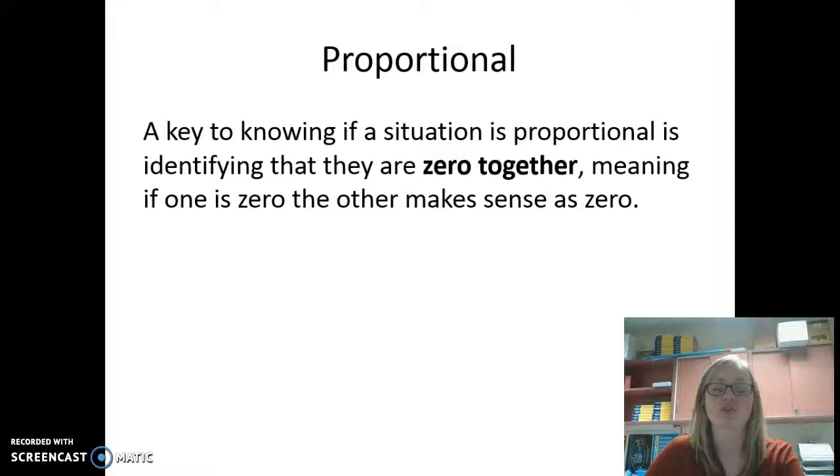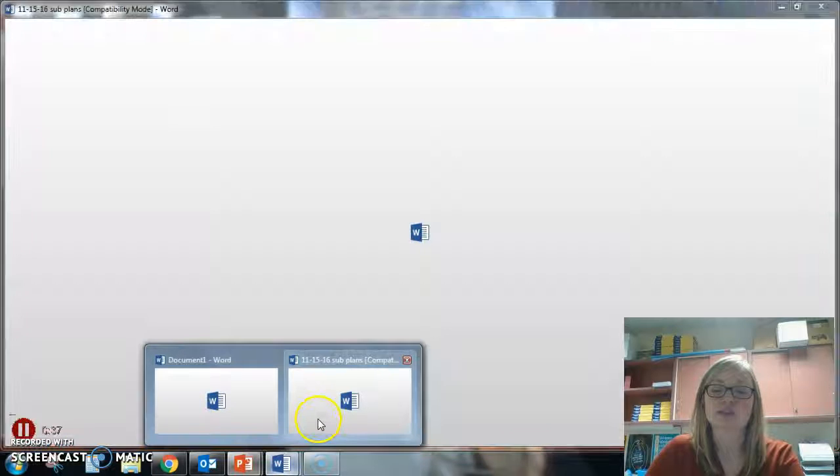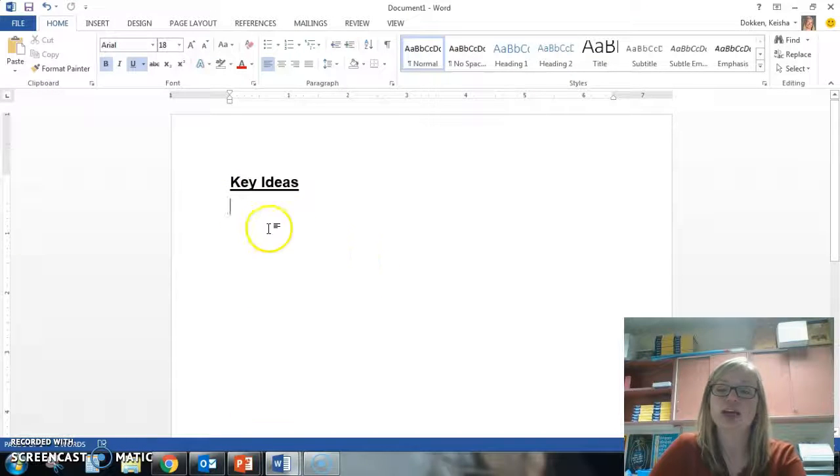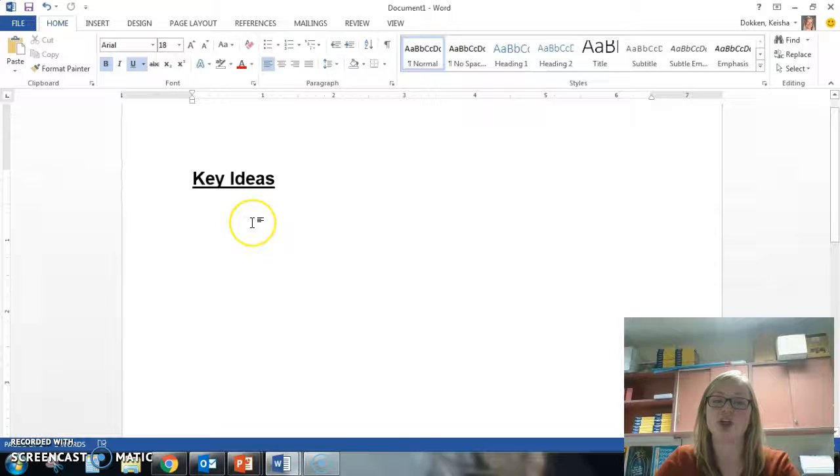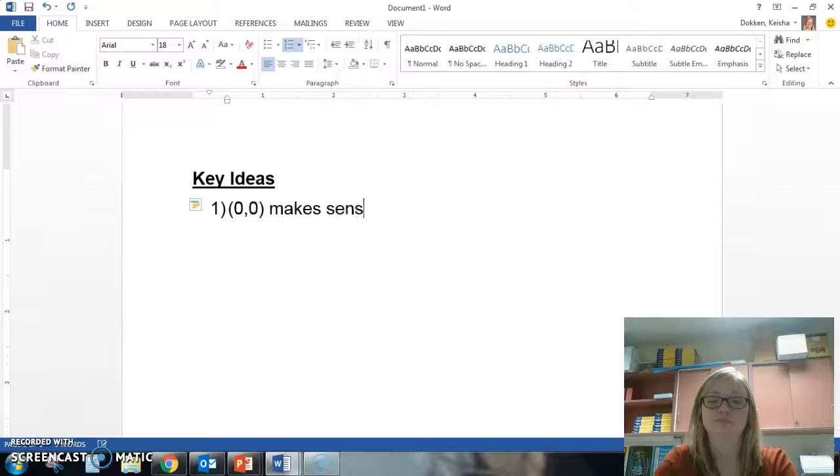So in your notes, we're going to pause the slideshow right here. In your notes, somewhere towards the end where you have some space, I would like you to write down the word key ideas. And we're going to be adding some things to your notes as we go. There are 3 key ideas to tell if something is proportional. So the first thing is if 0, 0 makes sense. So write that down, and then we will go back to the slideshow and talk about it.